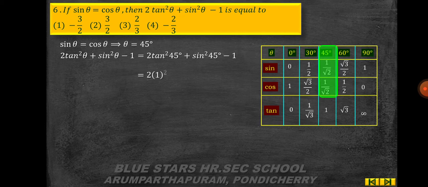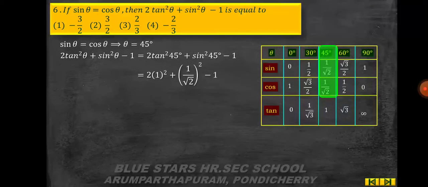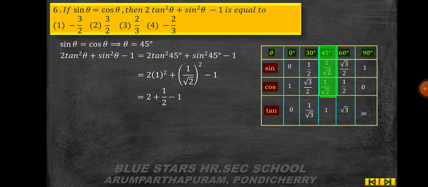So next, 2 into tan square 45 degree, tan 45 degree is 1. So 1 the whole square plus sin 45 degree value is 1 by root 2. So 1 by root 2 the whole square minus 1. So 2 plus 1 by 2, because root 2 the whole square is 2, minus 1, which is equal to 3 by 2, because we have to take the LCM. So 4 plus 1 minus 2, we get 3 by 2. So the correct option is option 2. The answer is 3 by 2.